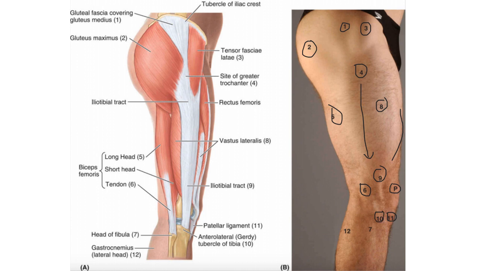And number 7 here is the head of the fibula. A lot of times when people are palpating the head, they are putting their fingers too far anterior, and then they're hitting that tubercle of the tibia. You have to be on the head of the fibula, you're pretty much straight lateral. And then number 12 is the gastrocnemius, and we haven't gone over that muscle yet.